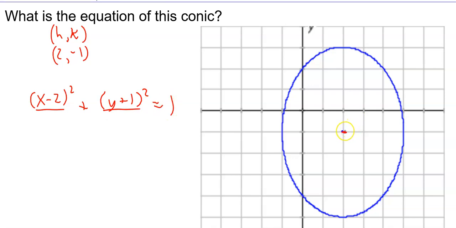And then the number underneath x, it looks like the b value actually, because it's shorter. So this would be 9, b squared. And the longer value would be a. So a equals 4, it looks like. 1, 2, 3, 4. So this would be 16.